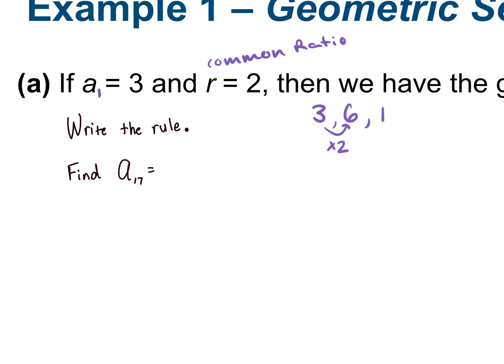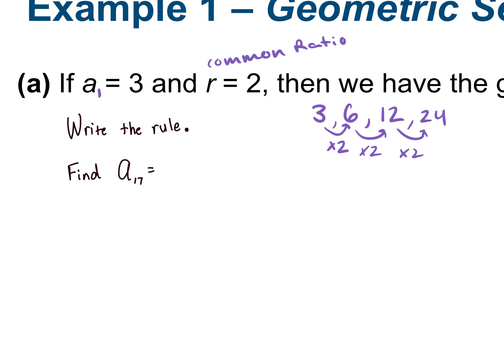6, and the next one, 12. And then we keep multiplying by 2. The next one would be 24. So you just keep multiplying. This would be an example of a geometric sequence. We just have to write the rule here.